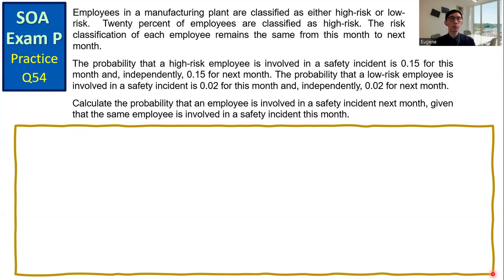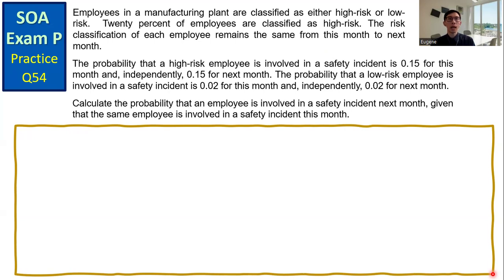SOA Exam P practice question number 54. Employees in a manufacturing plant are classified as either high risk or no risk. 20% of employees are classified as high risk. The risk classification of each employee remains the same from this month to next month.